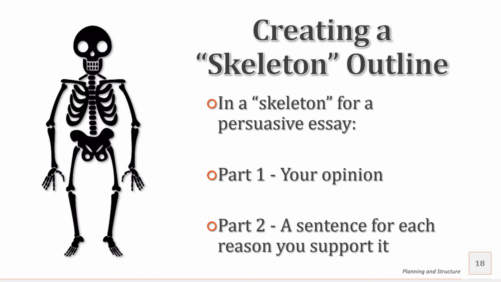In a persuasive essay, the skeleton outline will consist of 2 parts. Part 1, a sentence that tells the writer's opinion about the topic, your ideology. Part 2, a sentence for each reason, including pros and cons, that the writer will use to support his or her opinion. This is your evidence.